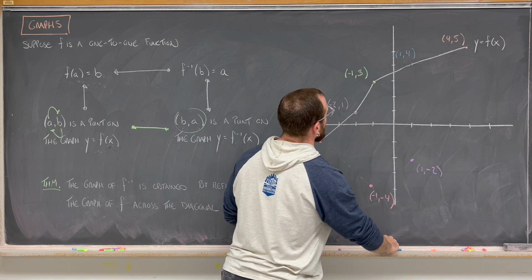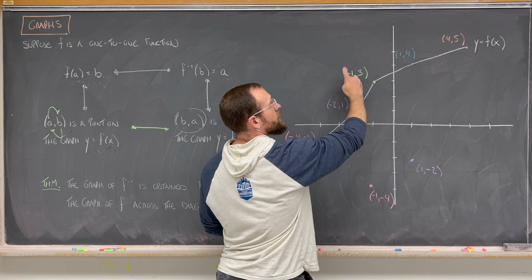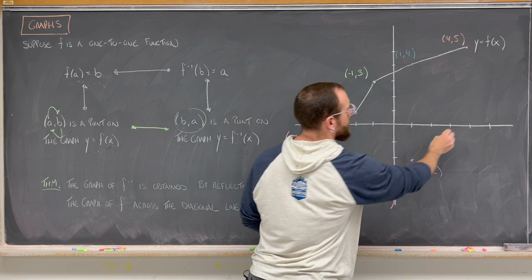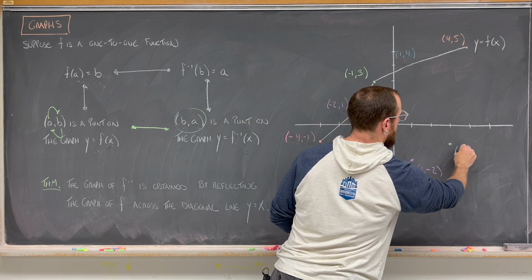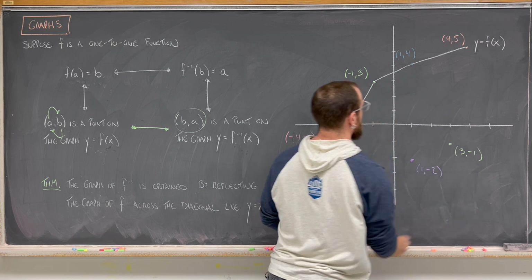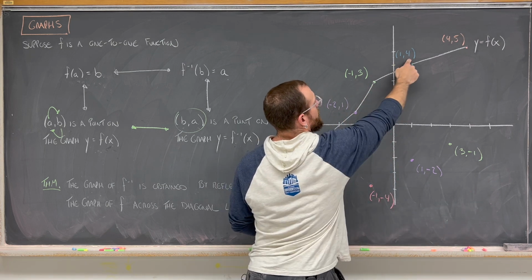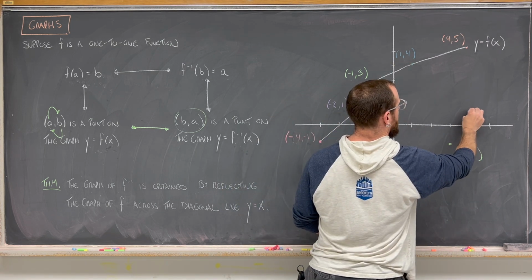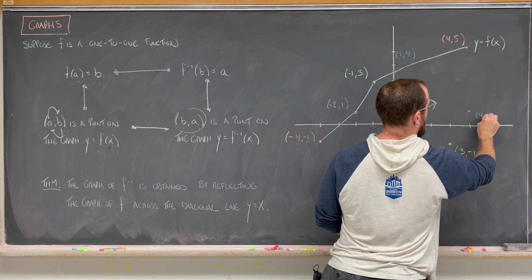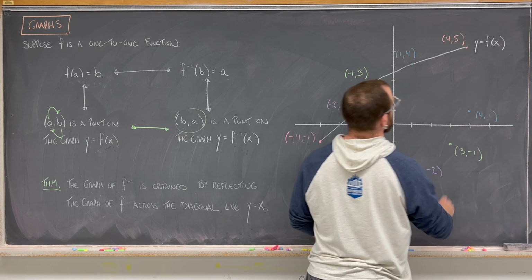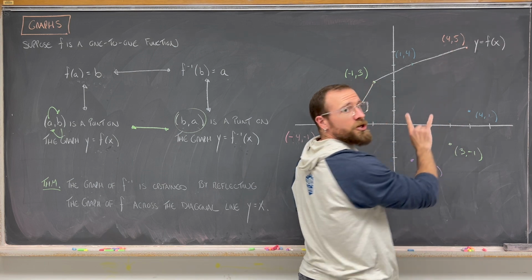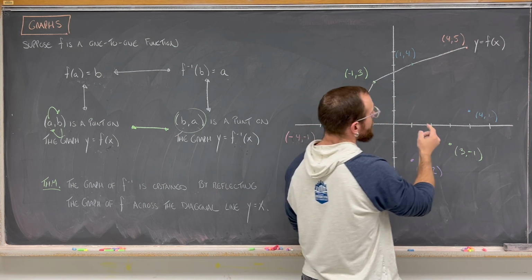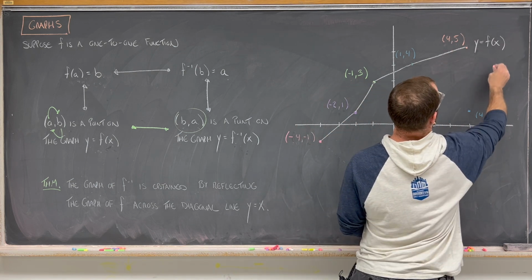Here's negative 1, 3. Switch its coordinates, and you get 3, negative 1. 1, 4, you switch its components, you get 4, 1. And the last point, 4, 5, if you switch its x and y values, you get 5, 4. 5, 4 would be here.